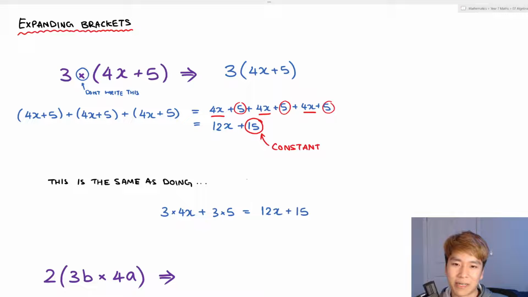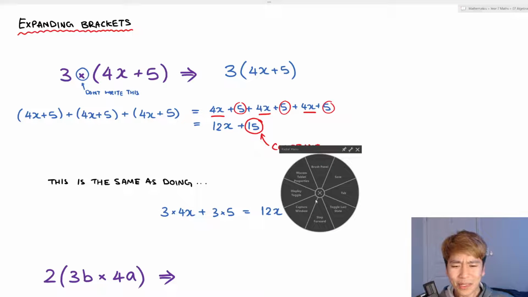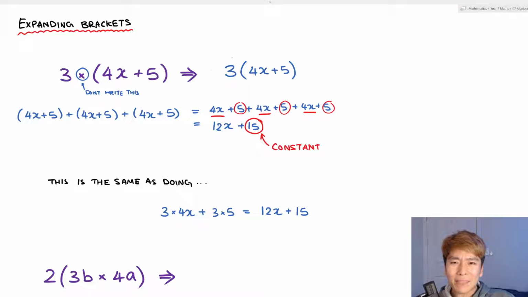Whoa, it's the same expression, right? They're equivalent. Okay, cool. So when I'm expanding brackets, the good news for you is I don't have to write out all my brackets every single time, right? Because that'll be a pain in the butt. It'll be so long and so annoying, right?